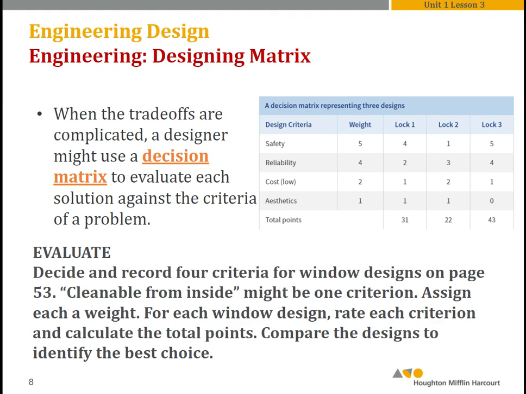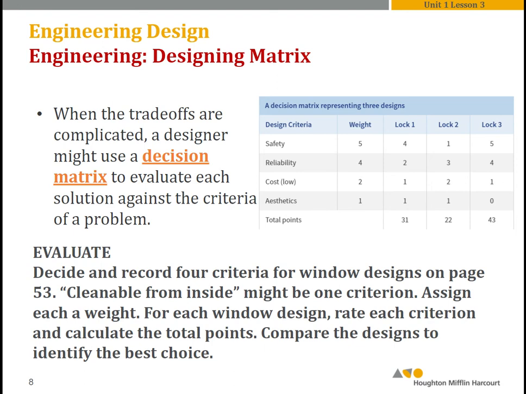Now, on page 53, you're going to design and record 4 criteria for window designs. One is already put in for you, cleanable from inside. And then you need to weight each criterion. This is something you need to do on your own because everybody's going to have a different answer here. But for each window design, rate each criterion and calculate the total points, and then compare the designs and figure out which one you think is the best choice.